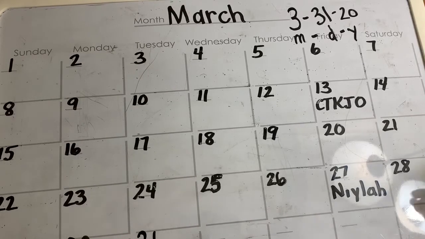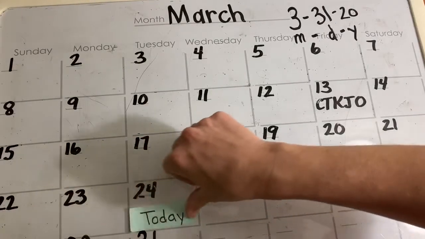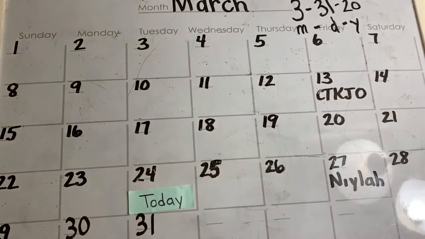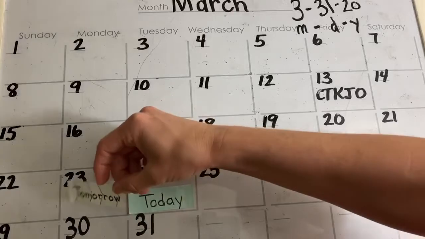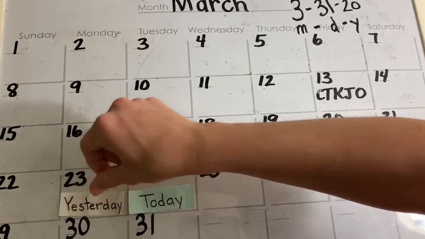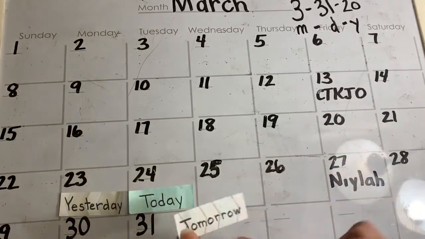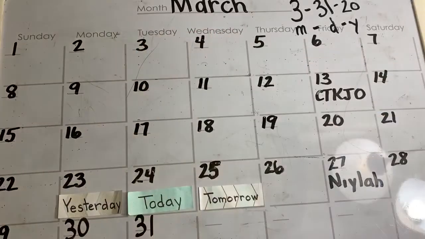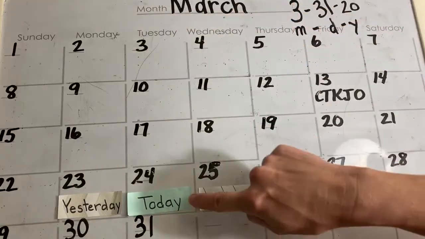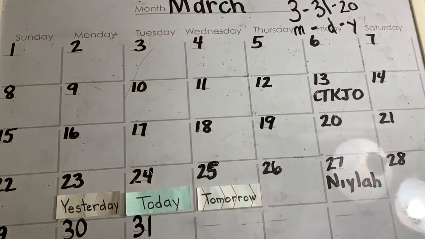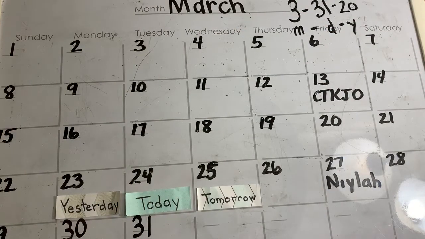Let's find my today sticky. Here we go. Today, we'll make the elevator up. Ding. Today is Tuesday. The day that has already happened, that's yesterday. And the one that comes next, that one is tomorrow. Yesterday was Monday, today is Tuesday, tomorrow will be Wednesday, the first day of April.